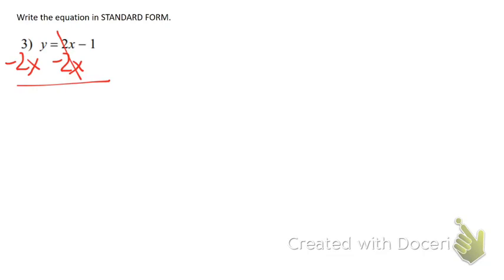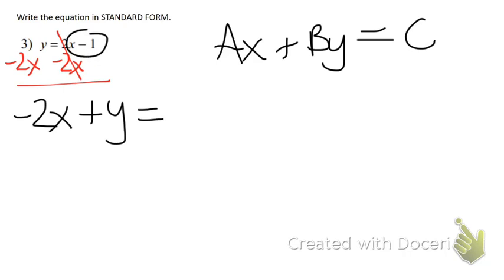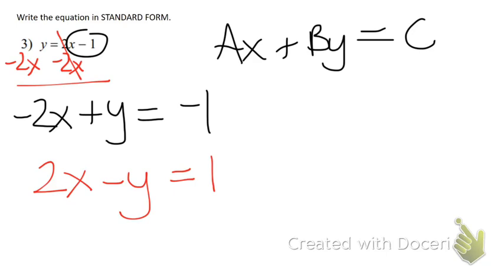Okay, so now what we have is x term first. Remember, it's always x, then the y term, and then the constant. Okay, that's standard form. So we have a -2x, a positive y, bring down the equal sign, and bring down our -1. Now again, the first term is negative, so because the first term is negative, change all the signs, which is the same as multiplying by -1, and I get positive 2x, -y, and a positive 1. And that's it. Easy peasy.